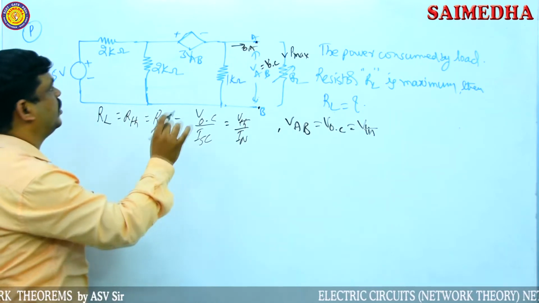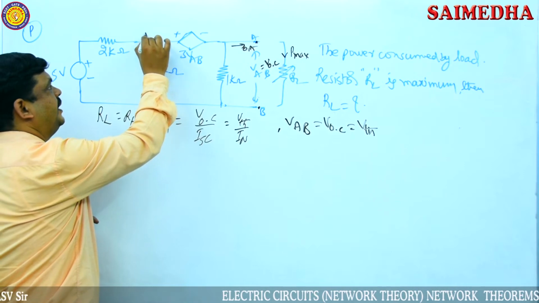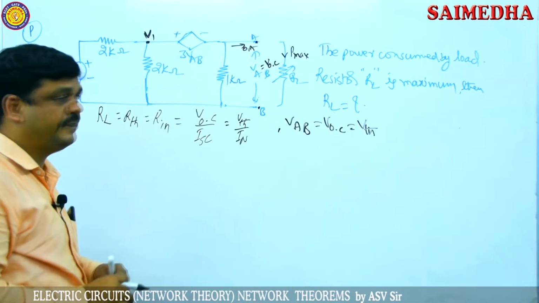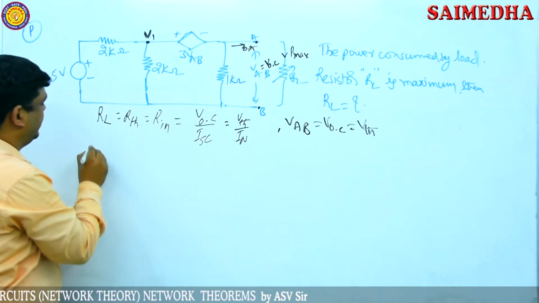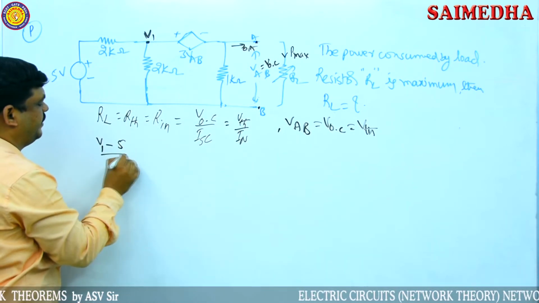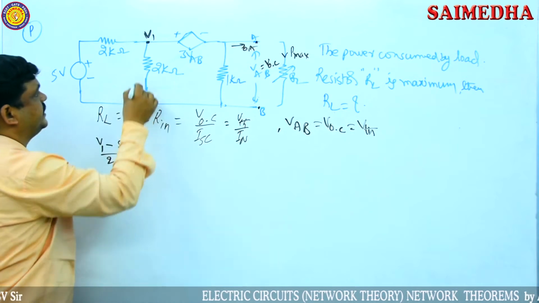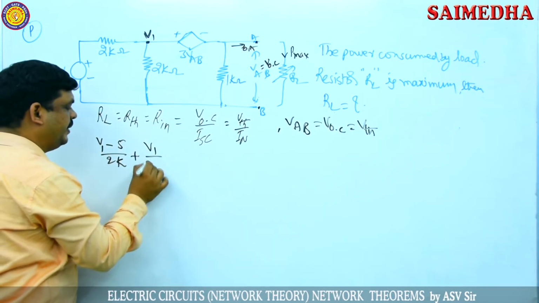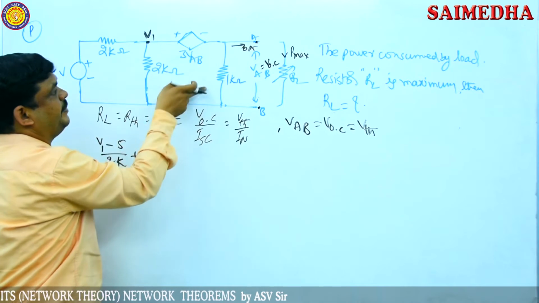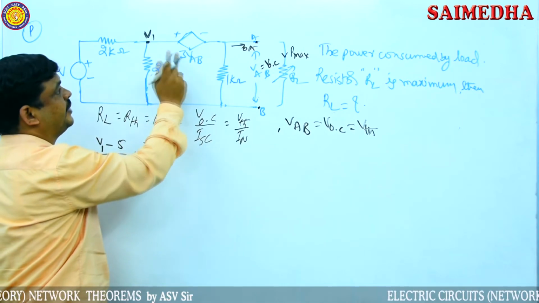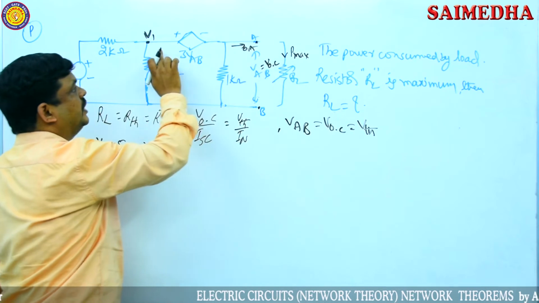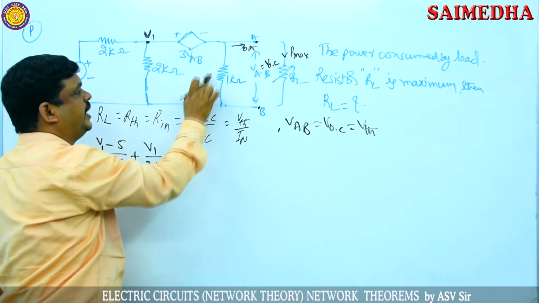Then I am writing nodal analysis at this point. Here I am assuming this voltage is V1. So apply the nodal analysis here: V1 minus 5 by 2K in this branch, plus V1 by 2K in this branch, and then this complete branch I am taking now, because the current flowing through this path is the same. This side current is 0, the complete current flows through the voltage source and resistance.